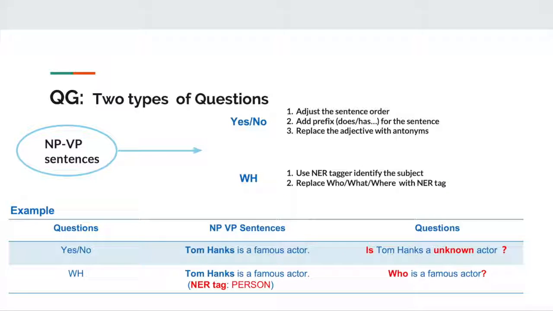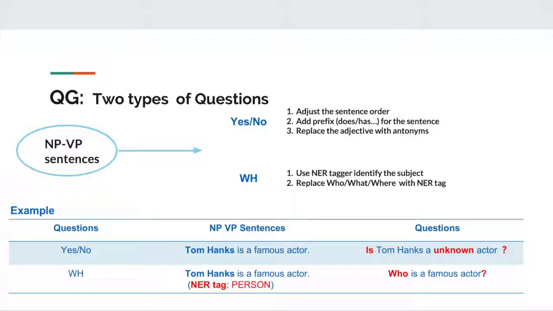Next is the detailed process of producing questions. For the yes or no questions, the most important thing is to find the predicate of the sentence. We use NLTK to get the part of speech tagging of each word. Thus, we can get the predicate of the sentence. We need to consider two different cases here. One is auxiliary verb and the other is notional verb.